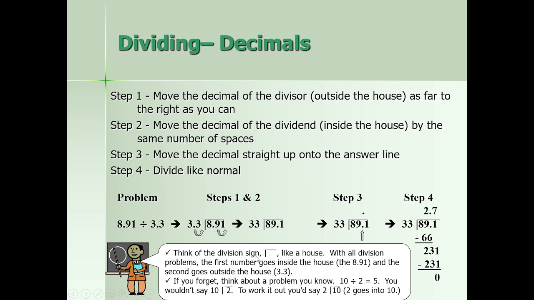Now, think of the division sign like a house. With all division problems, the first number goes inside of the house. This is the first number, so we're going to put that inside of the house. And the second one goes outside of the house. This is the second number, so we're going to put it outside of the house. If you forget, think about a problem you know. For example, 10 divided by 2 equals 5. You wouldn't say 2 divided by 10. To work it out, you'd say 10 divided by 2 because 2 goes into 10. So that's how you would do that.